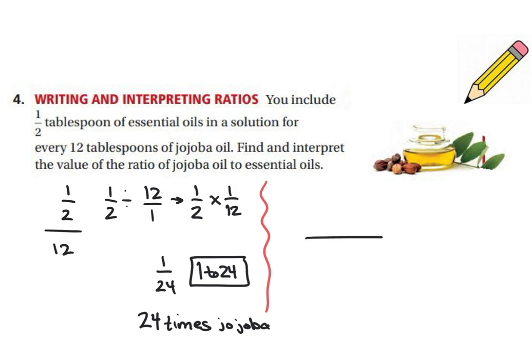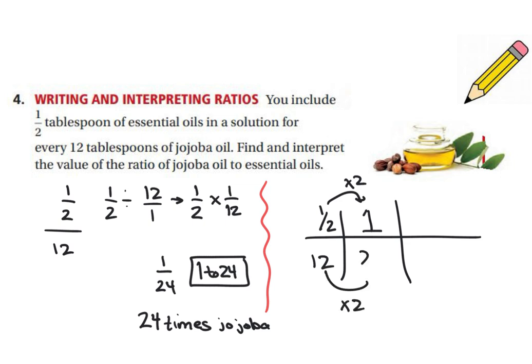Another thing you could do is make yourself a table. 1/2 to 12. Multiply that by 2. 1/2 times 2 is 1. 12 times 2 is 24. So there we can see, again, if this is essential oil and that's jojoba oil, we can see that we have clearly 24 times more jojoba oil compared to the essential oils.